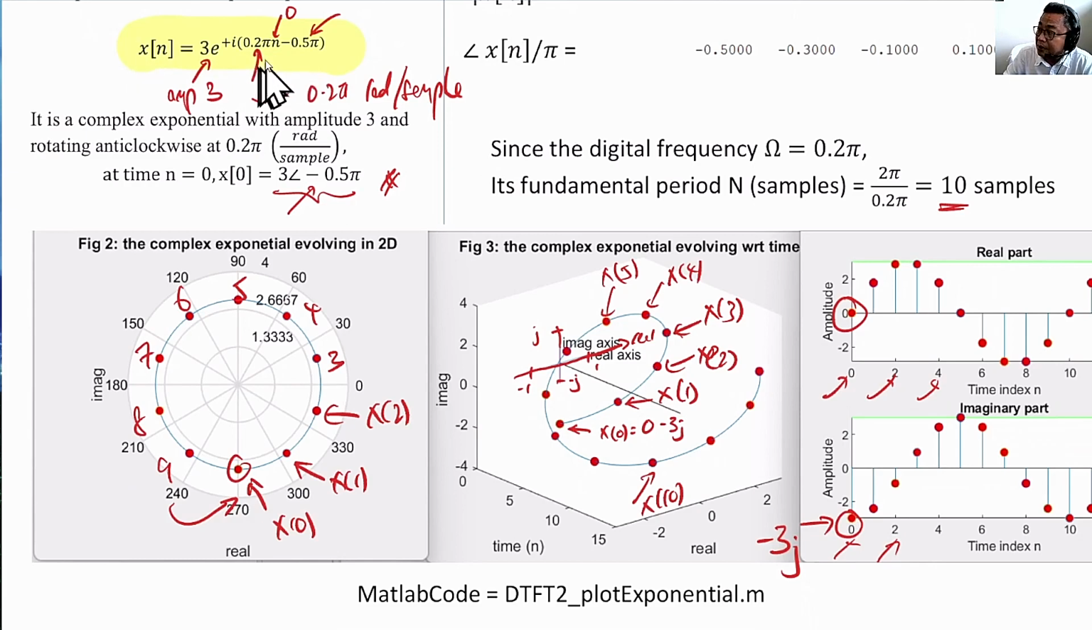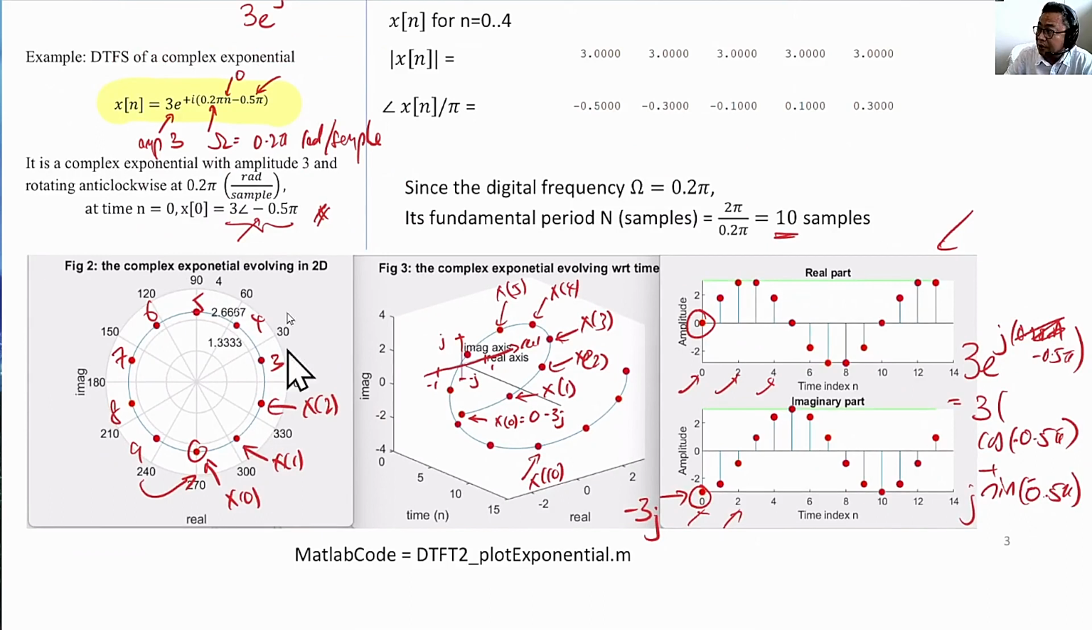We now remember that whenever omega is positive, this complex exponential is rotating in an anti-clockwise manner. The 3 indicates the radius 3 of the circle, and minus 0.5 pi is the phase shift. It allows us to start from any point when n equals 0 on this complex exponential circle.